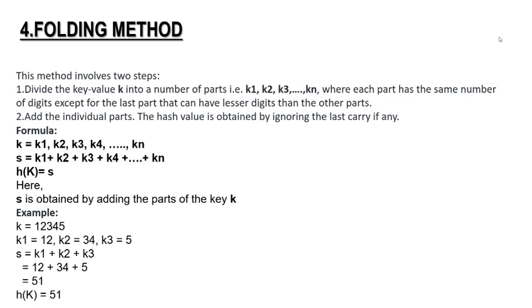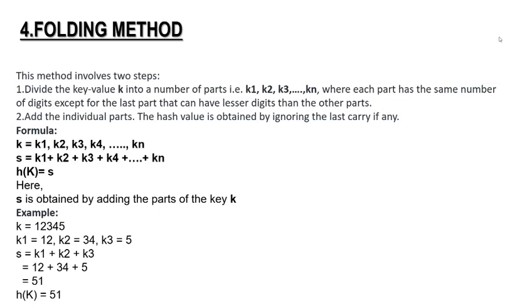Next, the formula. For example, k equal to k1, k2, k3, that is dividing the key value into equal parts, and then we have to do the sum. k1 plus k2 plus k3, we have to add all the parts. That is h of k equal to s. Here s is obtained by adding the parts of the key k.